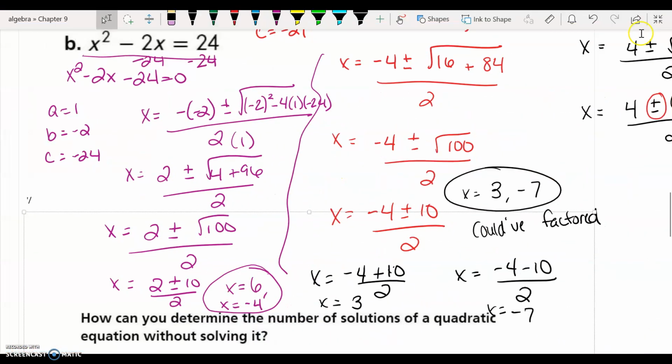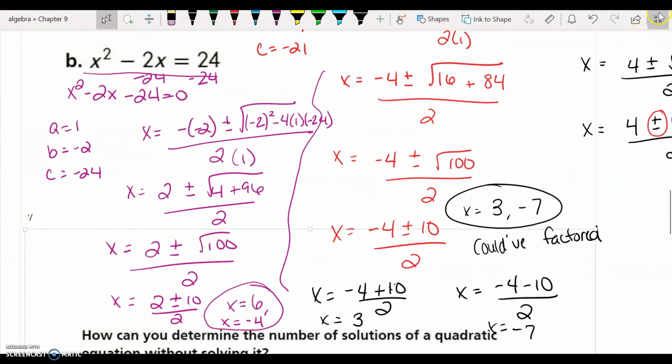All right, so hopefully you tried that problem. I went ahead and did it. I'm going to show you what I did though. So I did x squared minus 2x minus 24. I subtracted the 24 over. I figured out my a, my b, and my c, and I plugged it in my equation. So x equals negative b plus or minus the square root of b squared minus 4ac all over 2a.